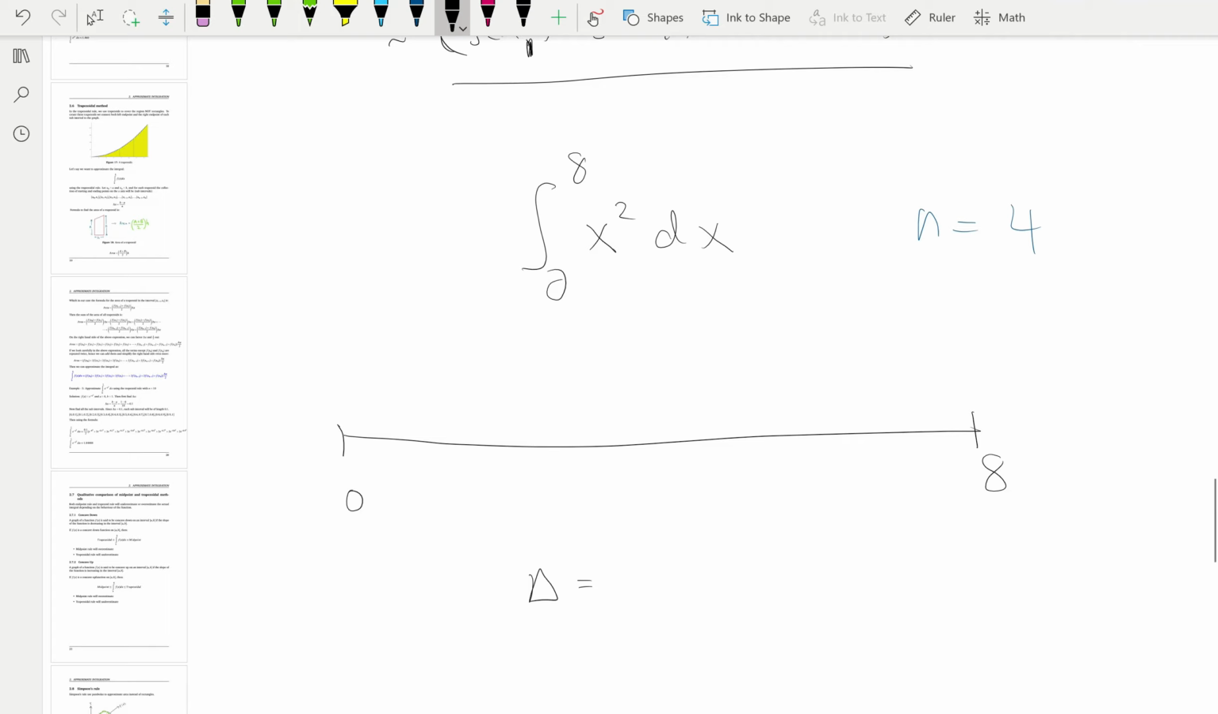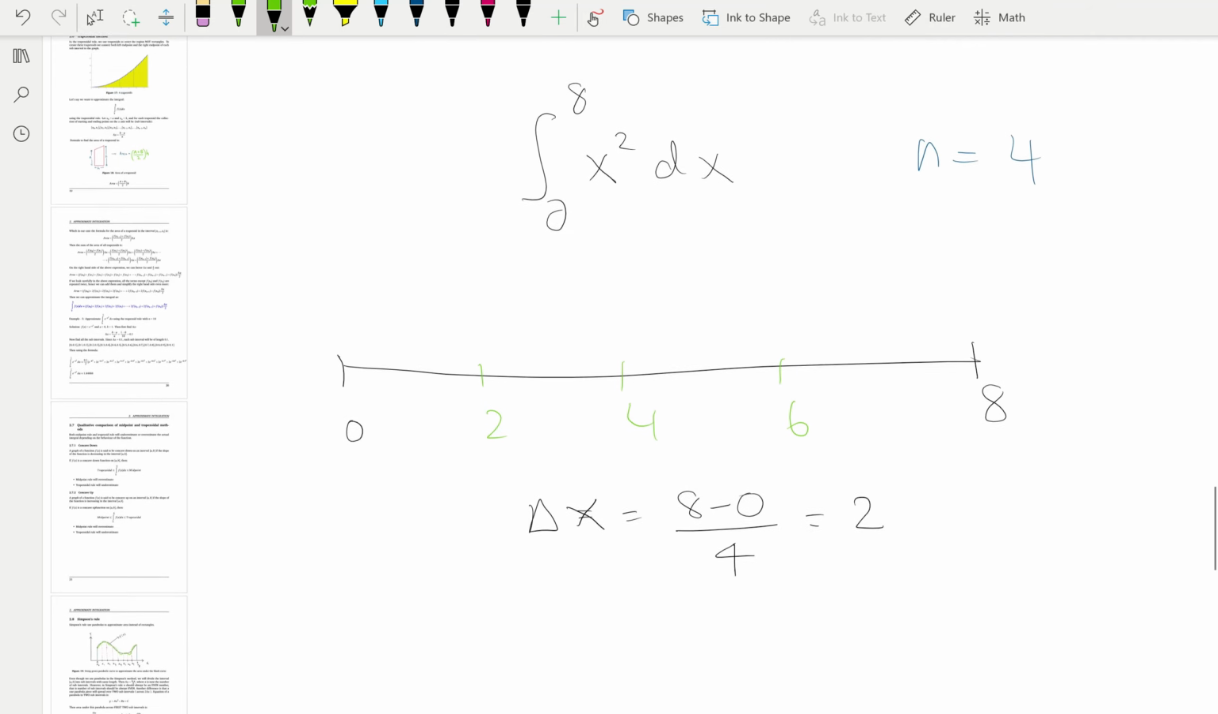Find the width. Width is 8 minus 0 divided by the number of rectangles. So 8 divided by 4 is 2. So the length of each subinterval is 2, right? So let's mark the subintervals 0 to 2, 2 to 4, 4 to 6, and 6 to 8.